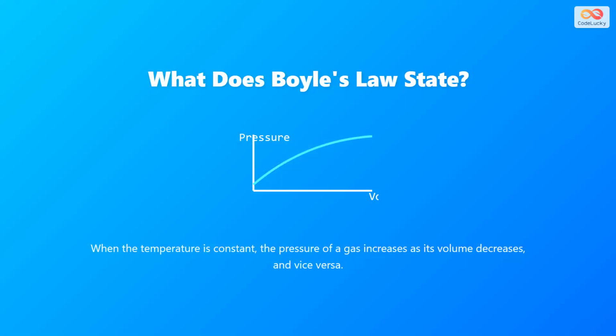Boyle's law states that when the temperature is constant, the pressure of a gas increases as its volume decreases, and vice versa. This means there is an inverse relationship between pressure and volume. If you compress a gas into a smaller volume, its pressure goes up. If you allow the gas to expand into a larger volume, its pressure goes down. This happens because the gas particles have less or more space to move around, affecting how often they collide with the container walls.